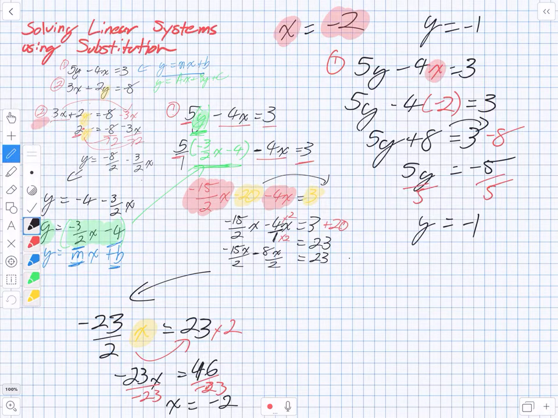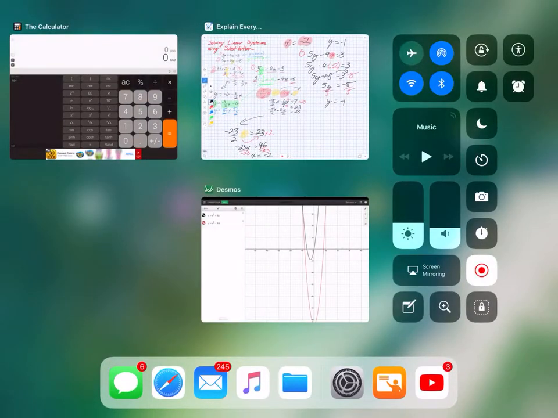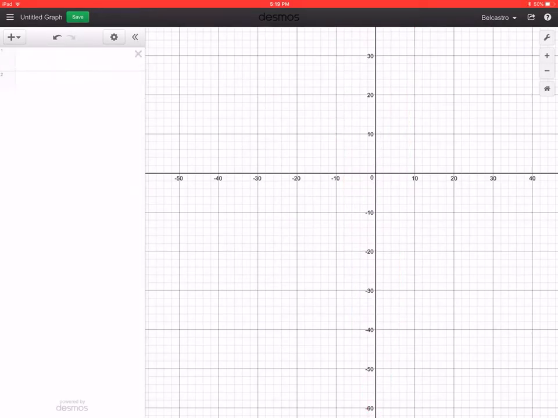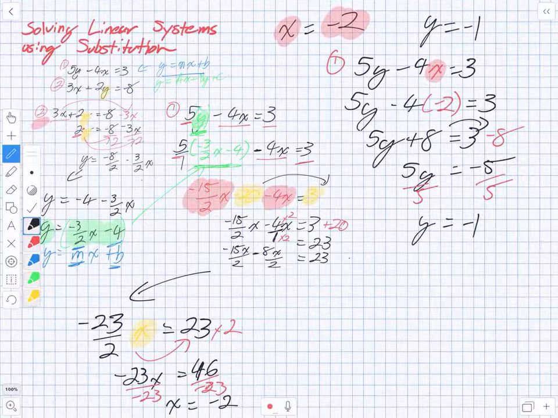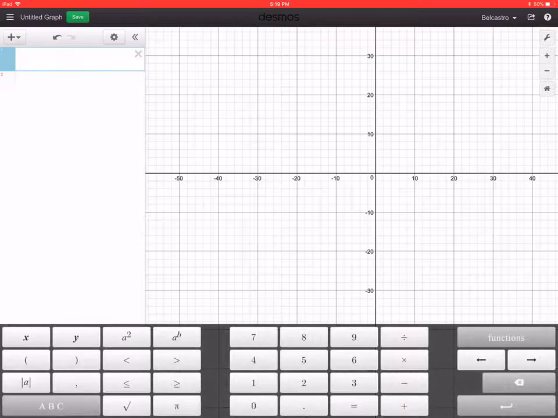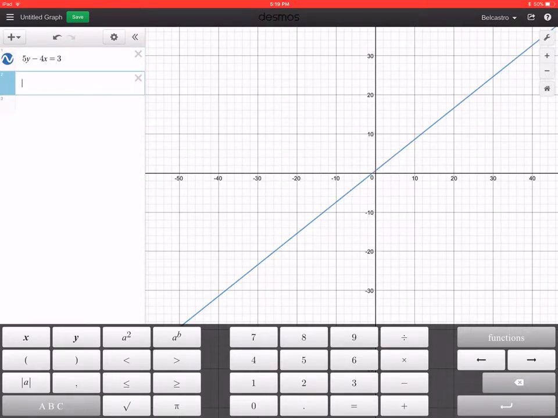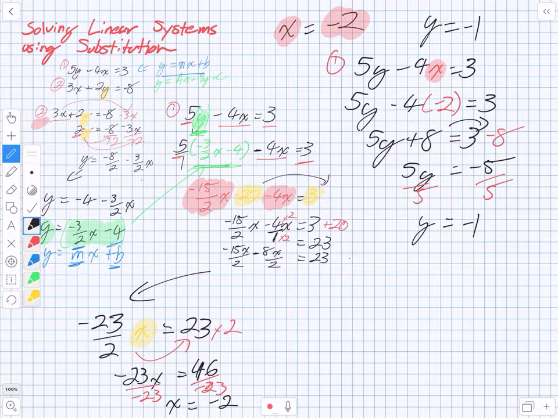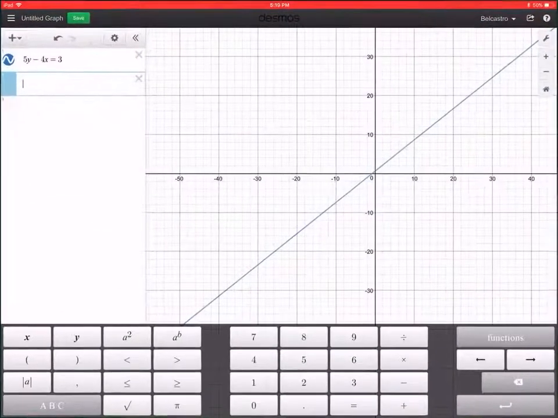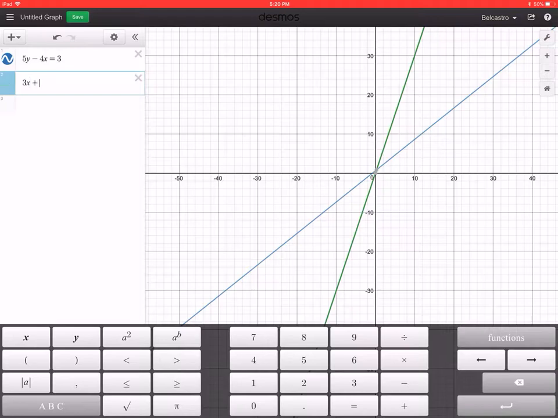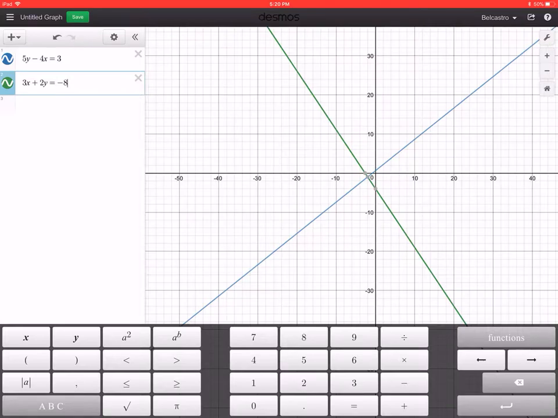Let's test this and find out. Let's go into Desmos here and put in the 2 equations. I don't remember them off the top of my head. So 5y minus 4x equals 3. Let's try that one first. And then the second one, I think, is 3x plus 2y equals negative 8. Here we go. Let's zoom in.